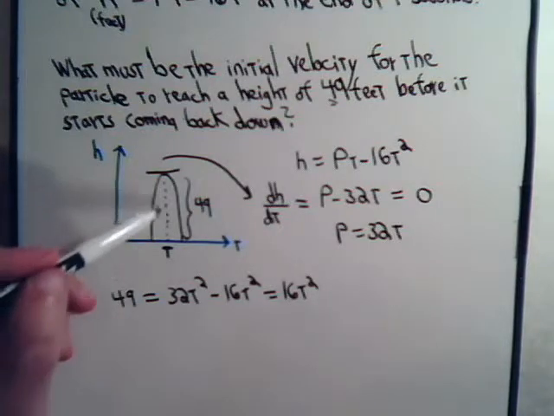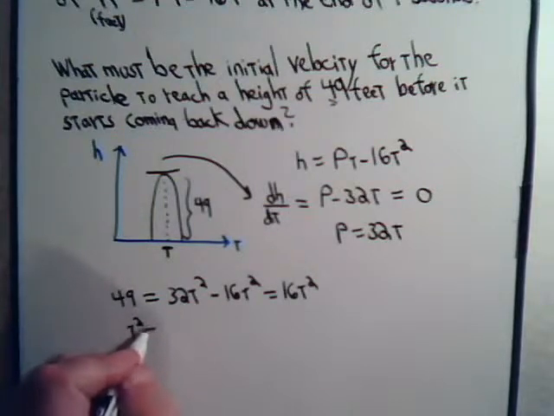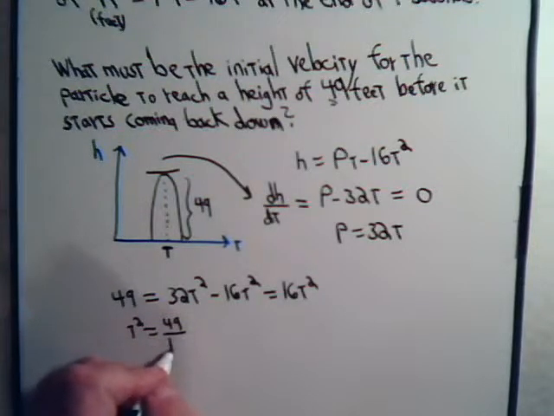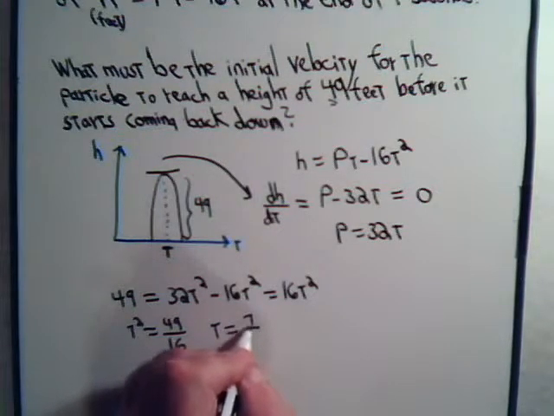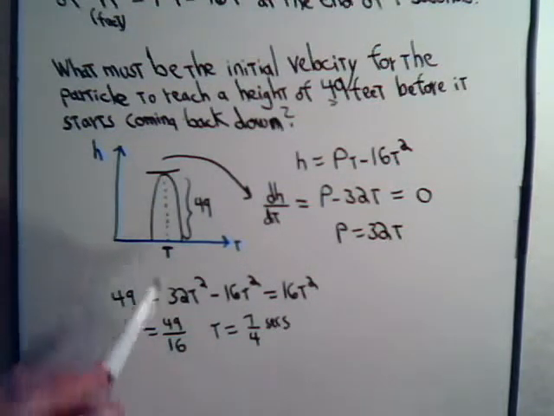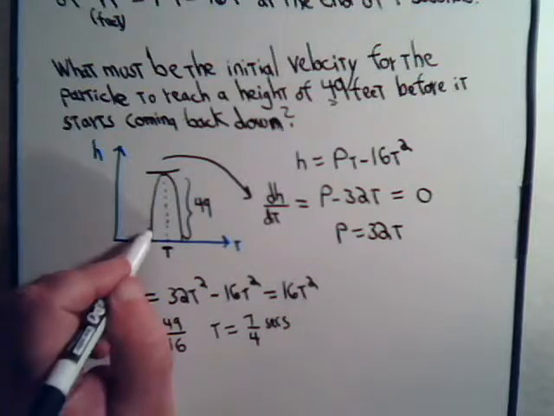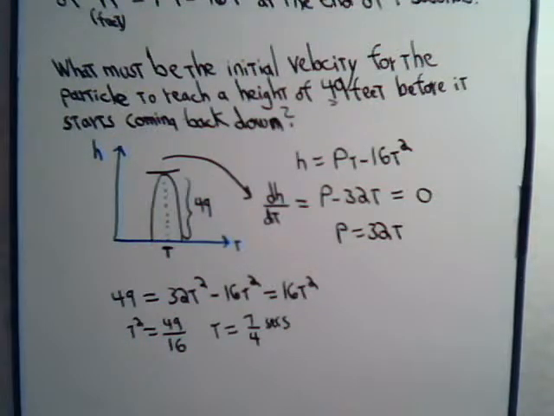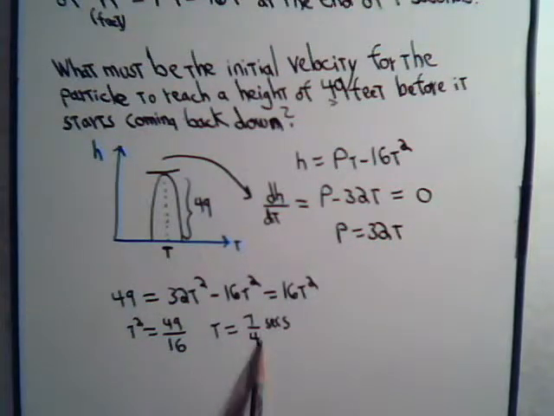So the time squared that it takes to reach that maximum height is 49 divided by 16, and t equals 7 over 4 seconds. So that's what this value of t is. It's 1 3/4 seconds. And that's how long it takes to reach that maximum height of 49 feet. And as you can see, by using that concept of critical points and turning points and how to find the derivative of the curve, we could find this out pretty quickly.